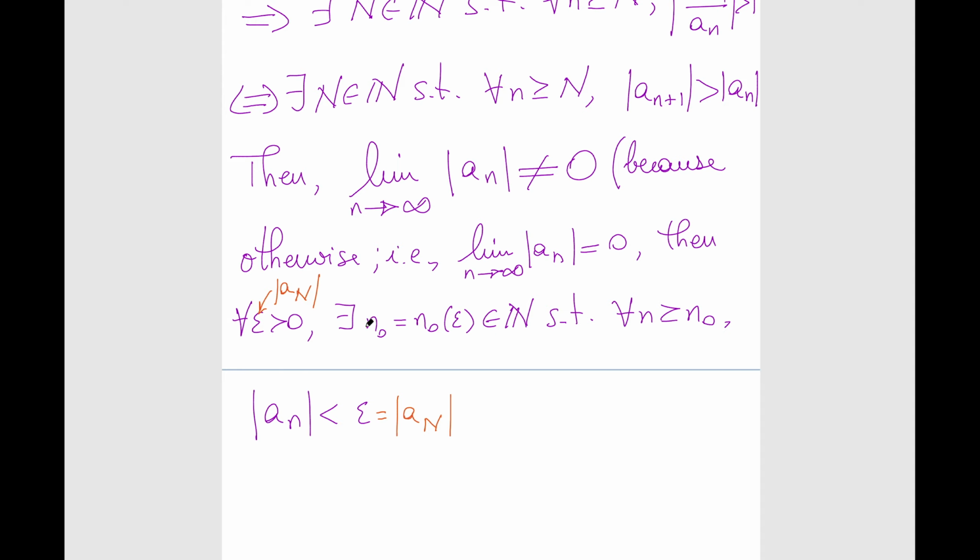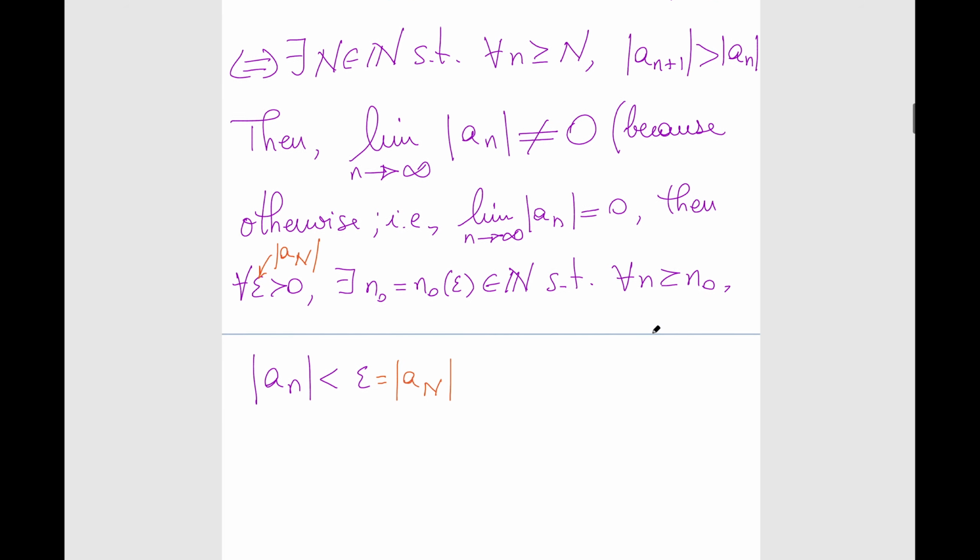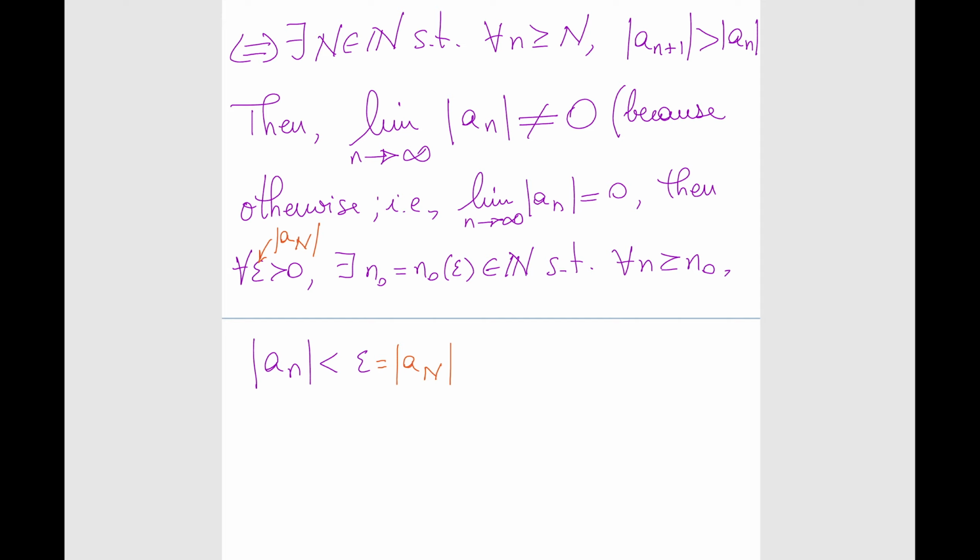So since n naught exists, and this happens for any n greater than n naught, okay? How about now we choose an n greater than both capital N and little n naught. So how about choosing n greater than the maximum of those two, which means greater than both of them. Okay, if n is greater than both of them, then that's going to hold for me.